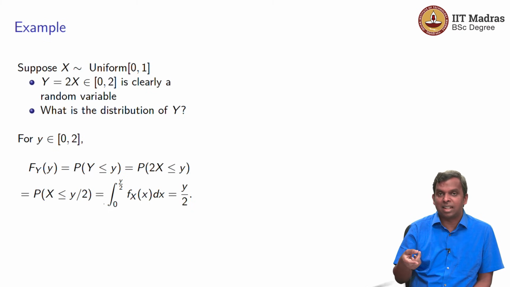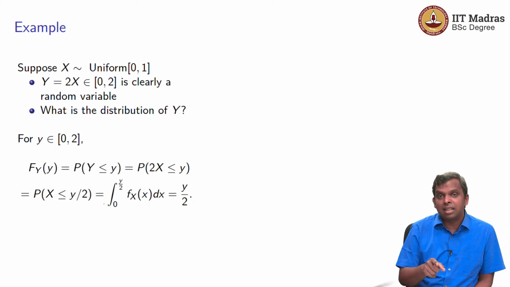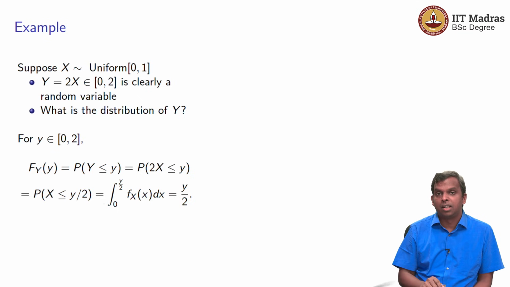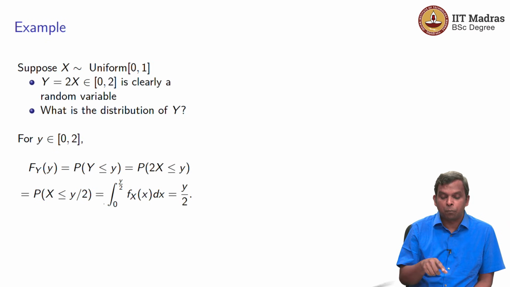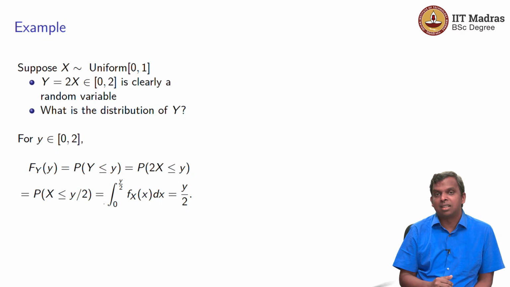Y is 2x, isn't it? Capital Y is 2x. So Y less than or equal to small y is the same as 2x less than or equal to small y. Now you sort of invert the function. 2x less than or equal to y is the same as x is less than or equal to y by 2, and that I know how to do, isn't it? I know the PDF, so I simply integrate the PDF from 0 to y by 2. I get y by 2 as the CDF of Y evaluated at small y.